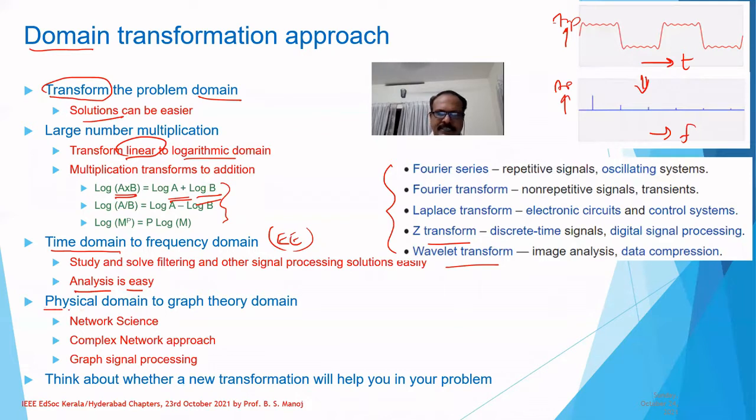In fact, in some of the physical domain problems, when you transfer the physical domain dimensions to a graph theory domain, that will actually be a very good modeling, which will give a domain transformation. So the key approach used in network science or complex networks or graph signal processing is actually the transformation from the physical world to a graph theory domain. So it's very important to see whether a new transformation is possible that can help you in your problem.